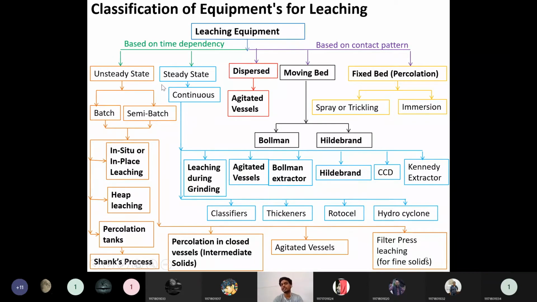Then the steady state operation. Among these, there are continuous operations. This is usually referred to as a continuous operation, which is steady state. So continuously these equipments are running. Among these steady state and continuous operations, leaching during grinding is an example. Wet grinding is the best example from your mechanical unit operations. Wet grinding and dry grinding are there in your mechanical operations.